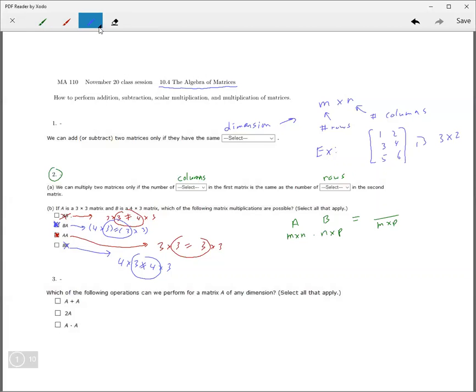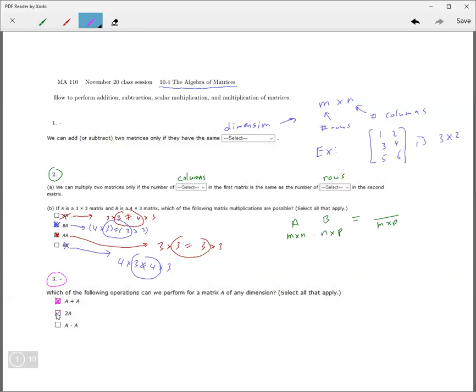Okay, let's look at number 3. Which operations can we perform for a matrix A of any dimension, no matter what? Okay, so this one can work because the requirement for being able to add matrices is they have the same dimension. So if it's the same matrix, then of course it's going to have the same dimension.